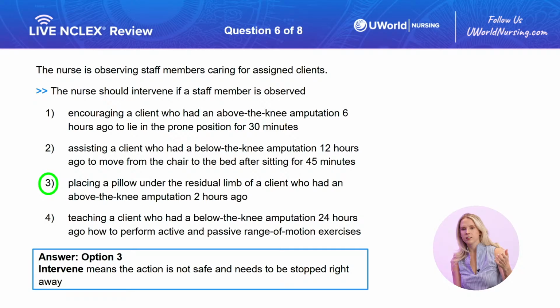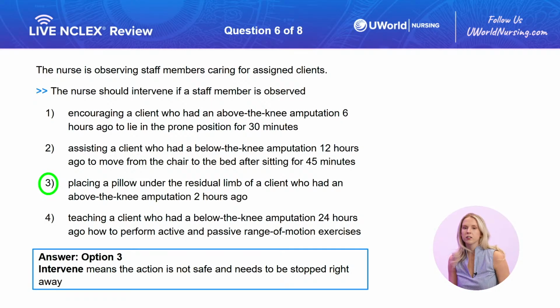So encouraging this client in option 1 to lay prone. Prone is a great position for extending the hip muscles and preventing those contractures from developing. And remember, prone is when you're lying on your stomach. 2, assisting a client with a below the knee amputation to move from the chair to the bed. This is appropriate. It's flexion contracture prevention. And also note they're only sitting here for 45 minutes. It's not greater than the 1 hour that I previously specified.